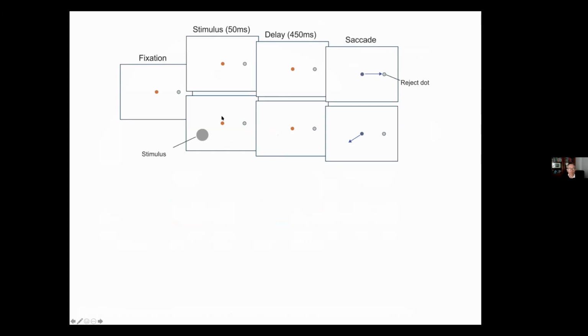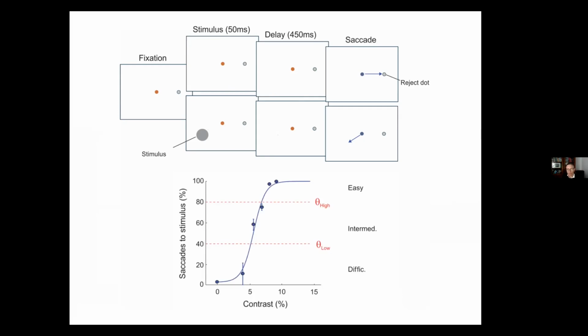So on 50% of the trials, they saw a stimulus, and after a delay, were supposed to make an eye movement there. On the other 50% of trials, we did not present the stimulus. And on those trials, the monkeys were supposed to make an eye movement to the so-called reject dot that was always there, allowing the monkeys to report that they didn't see it. The monkeys were on the staircase. So we started with high contrast stimuli, and then we gradually decreased the contrast.